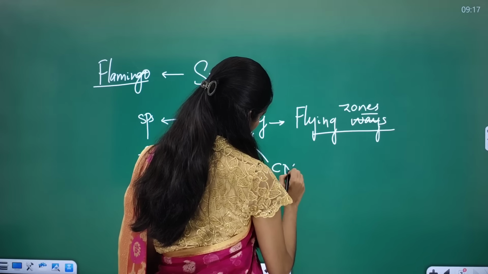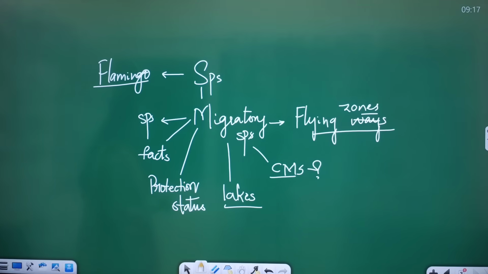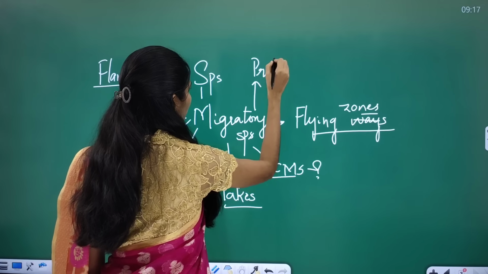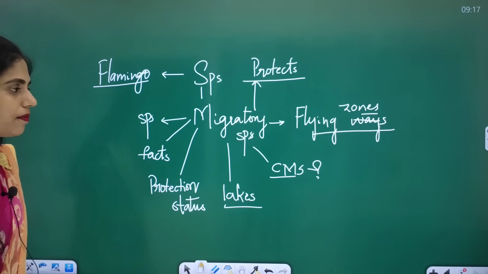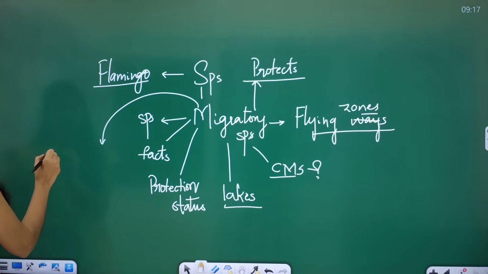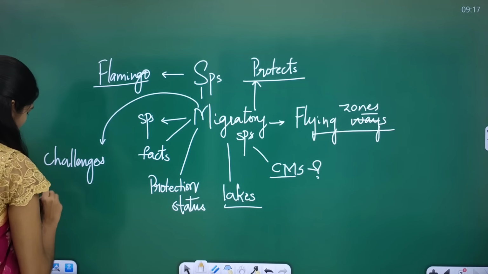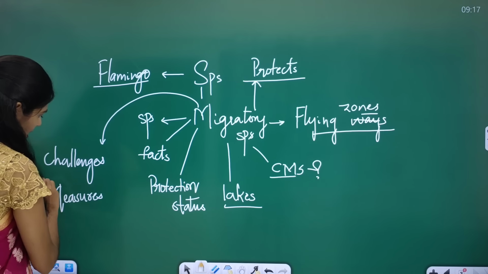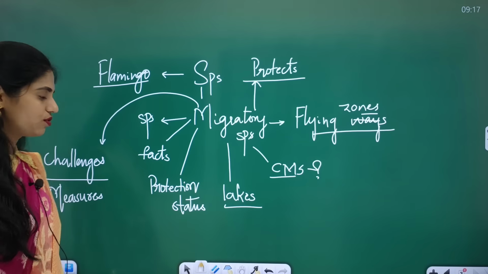And we have CMS. What is a CMS? Convention on Migratory Species. What is that? And you have to see how we can protect those animals or birds or any species if they are migrating to India. And these migratory species are also facing some challenges because of climate change. You have to see what are those challenges and even what are the measures can be taken. Okay, so those are very important areas that you have to focus.